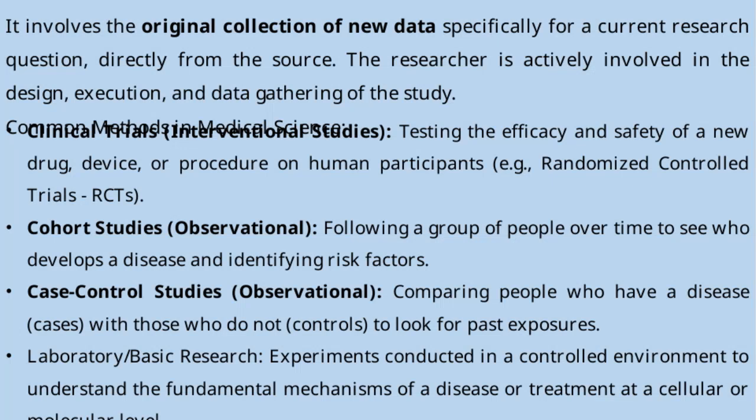Now, let's take a look at some of the main types of research methods we use in medical science. First, we have clinical trials, also known as interventional studies. These involve testing the efficacy and safety of a new drug, device, or procedure directly on human participants. A common example is randomized controlled trials, or RCTs, which are considered the gold standard for determining if a treatment really works and is safe.